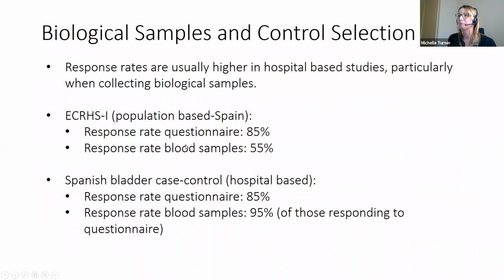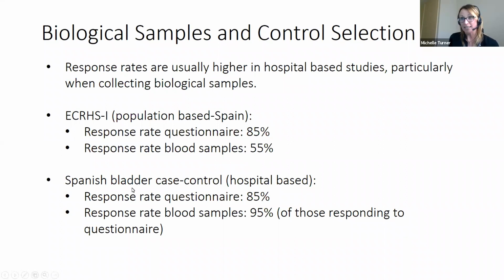And so here you can see that in this population-based study, this is a study on respiratory disease that Neil and Manolis were involved with, you can see, actually, this is not bad. They had about an 85% response rate for the questionnaire, but only a 55% positive response rate when they asked if they could take a blood sample among the participants.